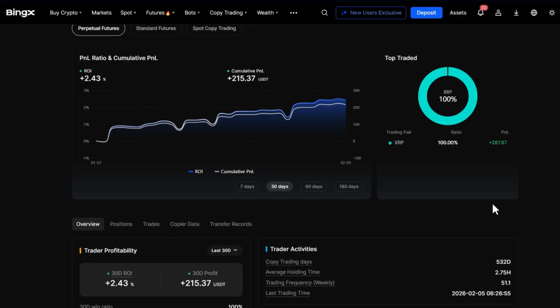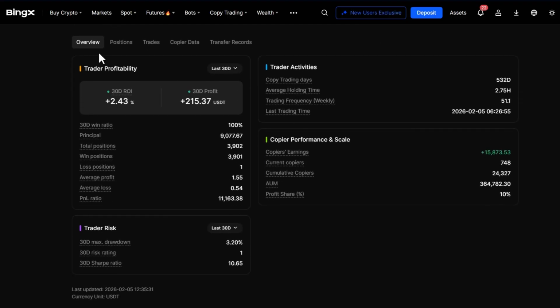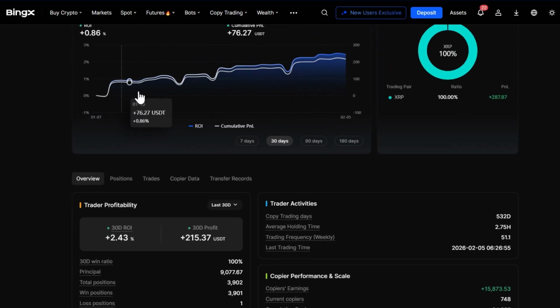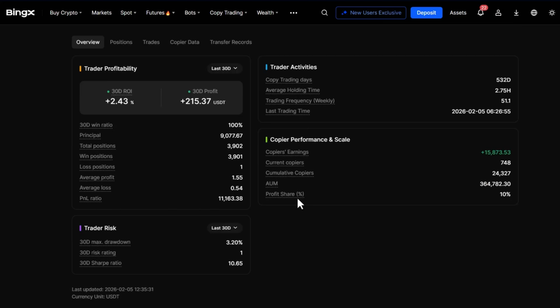than low-cap altcoins. Under the Overview tab, you can see the Trader Profitability section, which shows their ROI and profit for the last 30 days. Look for consistent growth, not just one massive spike. A steady upward curve is way better than wild swings. Next, you'll see their win ratio, which is the percentage of trades that made money. At least 50 to 60% is ideal. Anything below 40% is pretty risky.